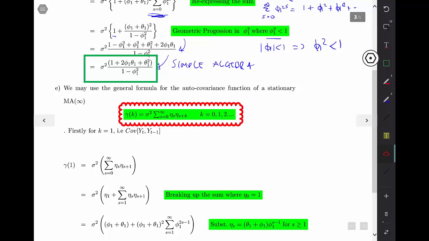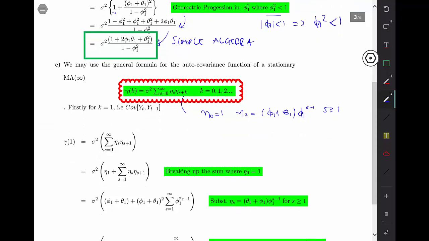Okay, and remember we've derived what these ψs are. We know that ψ0 equals 1, and that ψs equals (φ1 + θ1) times φ1^(s-1) for all the rest of the s. We solved for these earlier on, and we've been using these again and again. So we first start with k equals 1. This is just the covariance at lag 1. Using the general formula at k equals 1, we get to here.